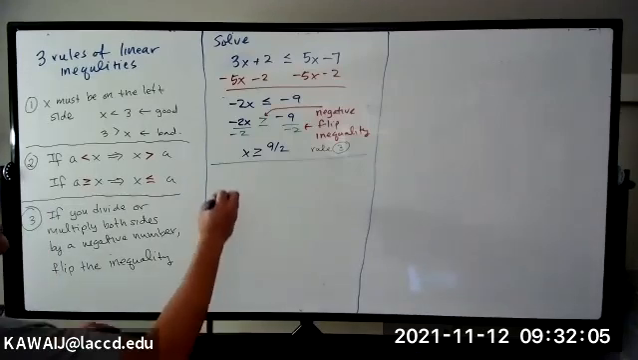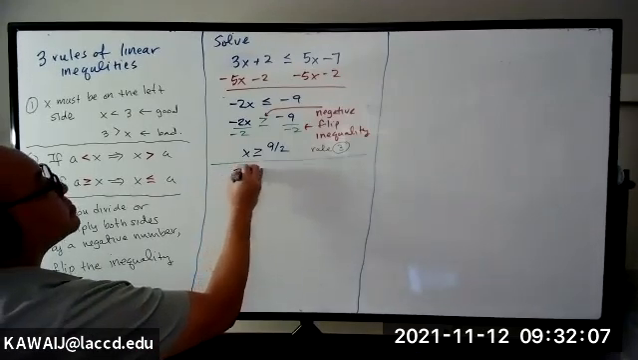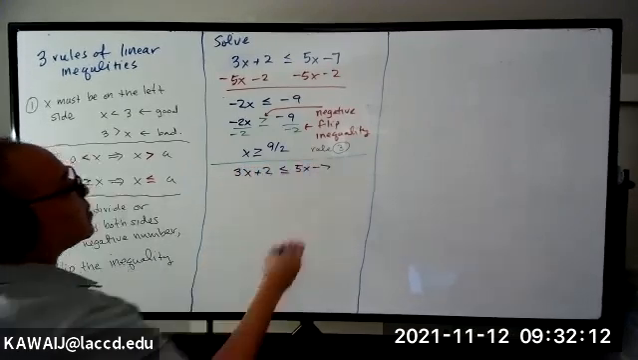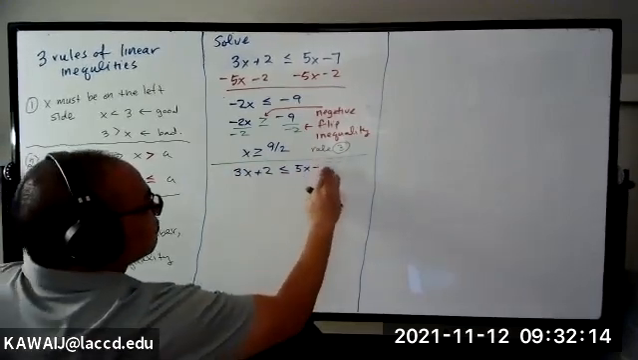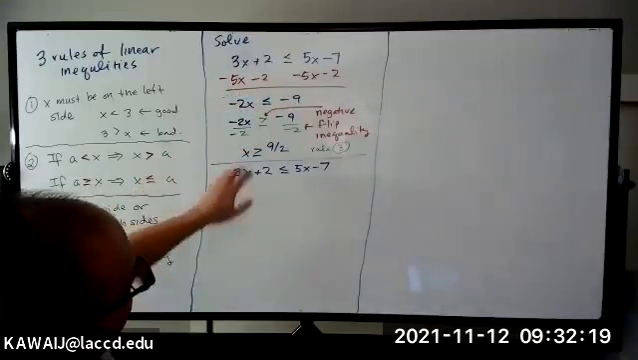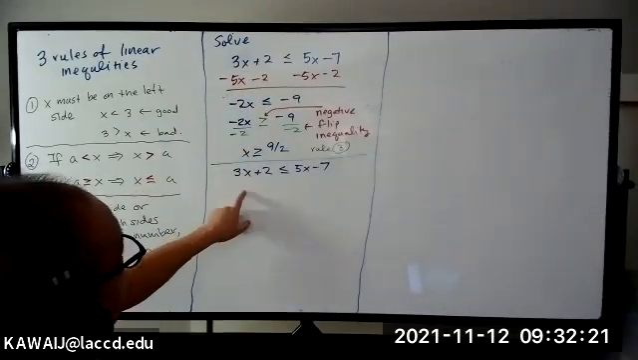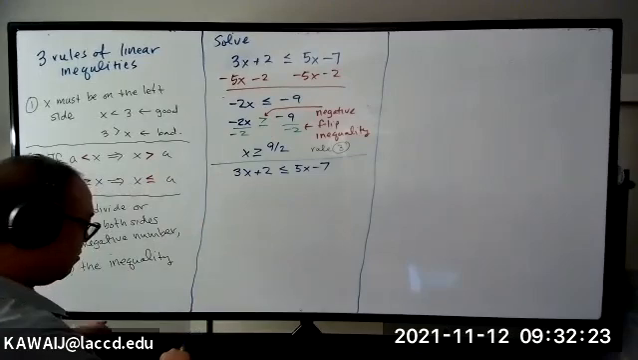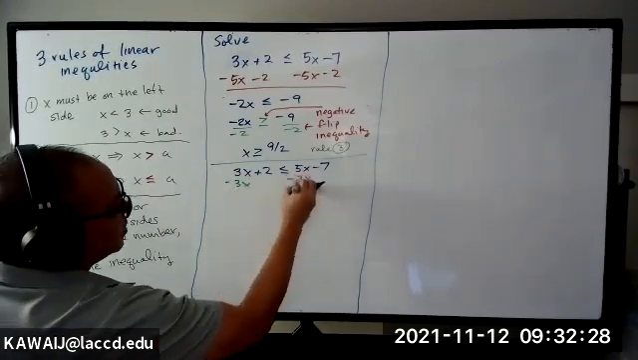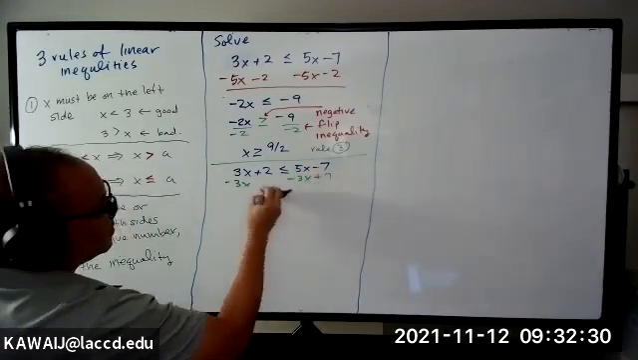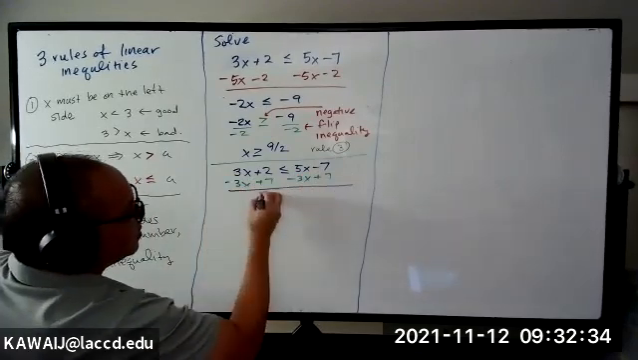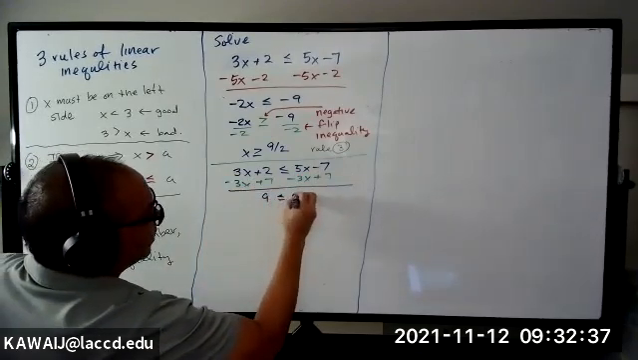So let's try solving this in an alternative way. So instead of subtracting 5x from both sides, I'm going to subtract 3x from both sides. Okay, I'm allowed to do that. Then I'll add the 7, add the 7, and I'll get 9 is less than or equal to 2x.